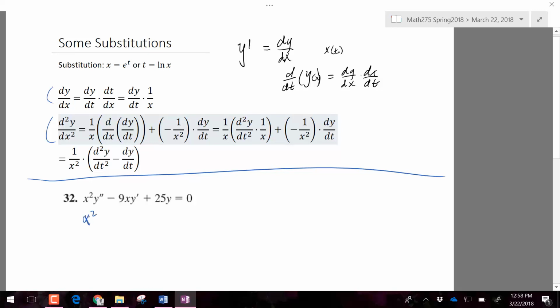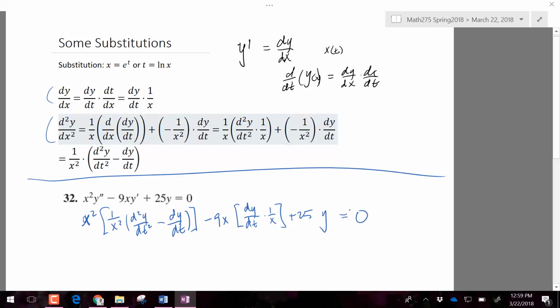So we've got x squared, and then your y double prime is equal to 1 over x squared times d squared y dt squared minus dy dt, minus 9x times your y prime, which is dy dt times 1 over x. And then we have 25 times your y of x. And then this is equal to 0.